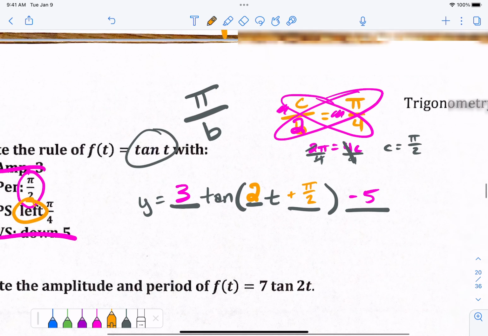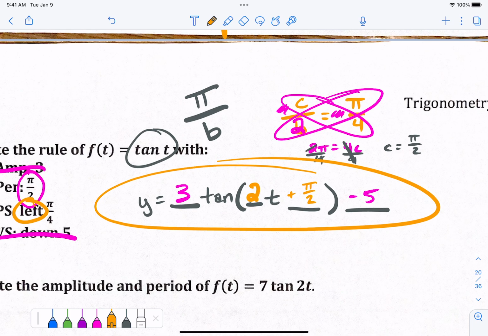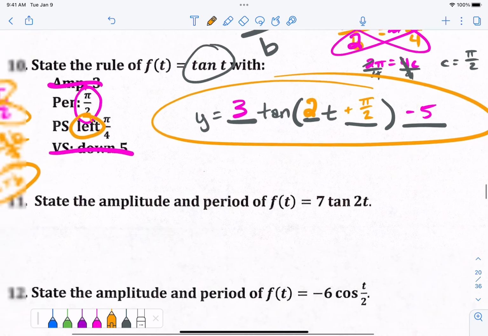That is my formula for tangent. We're unwinding it and putting it back, okay? So things that you will need to remember: period is either 2 pi over b or pi over b, and negative c over b for phase shift. Got it? Keep that in mind. That's what it will look like. And for a flip, make sure that if you have a flip, it's negative, okay?